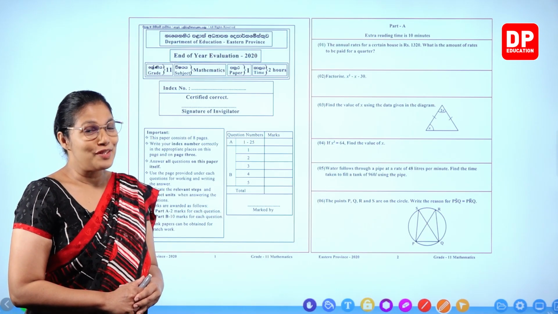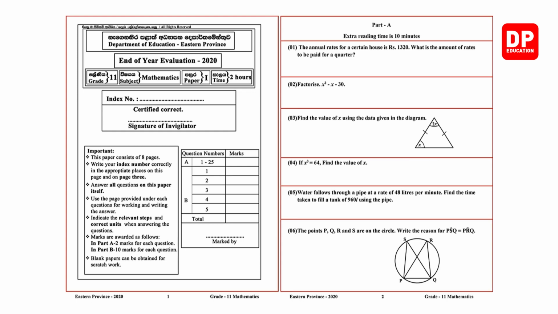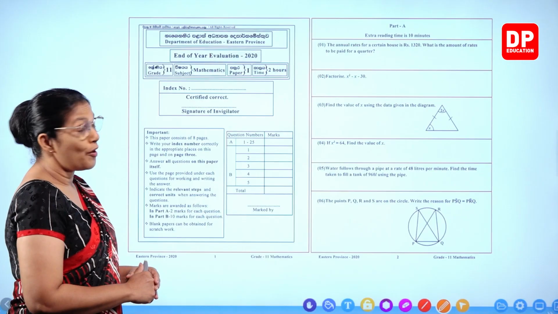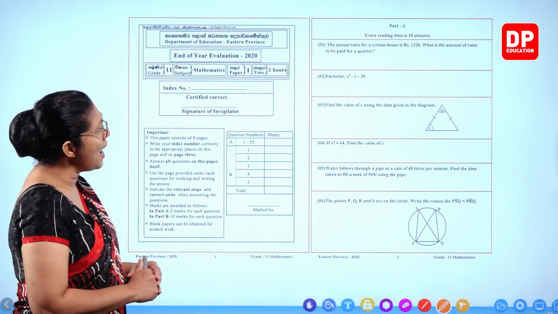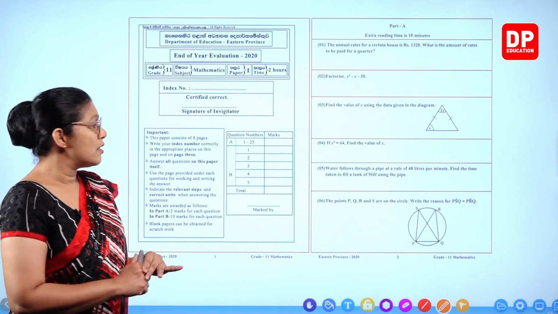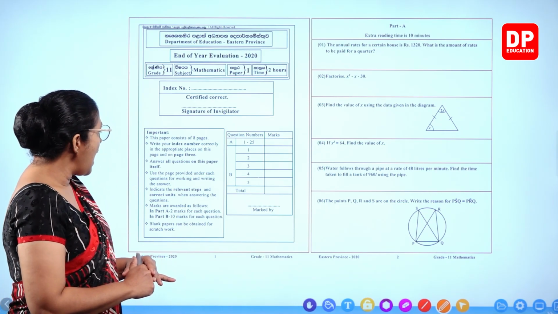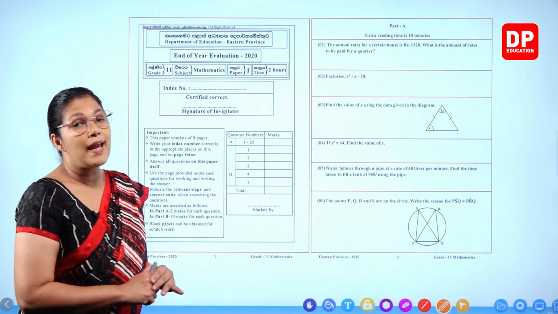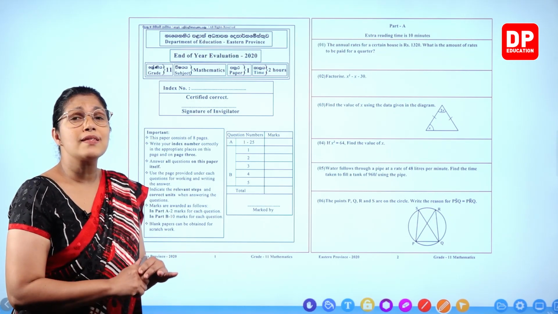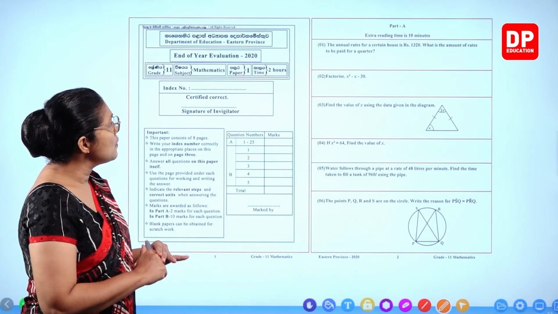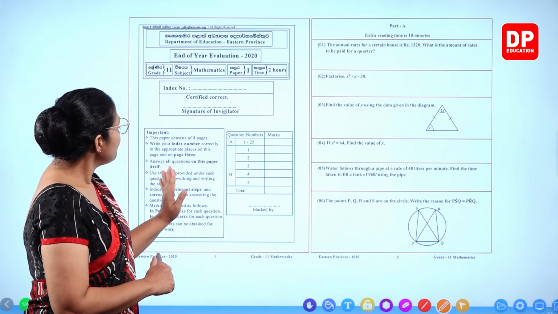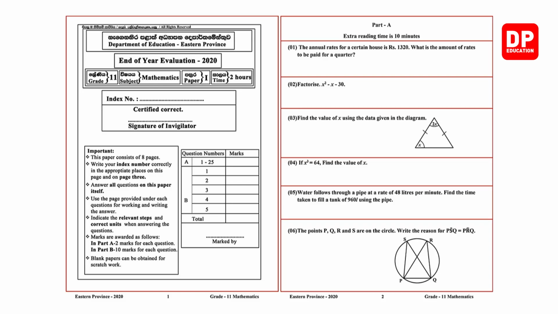Hello O-level students. Today I am going to do the End of Year Evaluation 2020, Department of Education Eastern Province paper. This is paper 1 and you get 2 hours for this paper. You already know there are 2 parts, part A and part B. In part A you get 25 short questions and in part B you get 5 long questions. So you have to answer all the questions in this paper. Also, spaces are given so you can answer all the questions in the space provided.